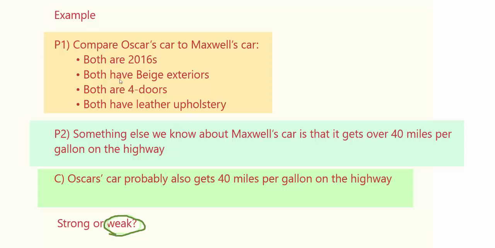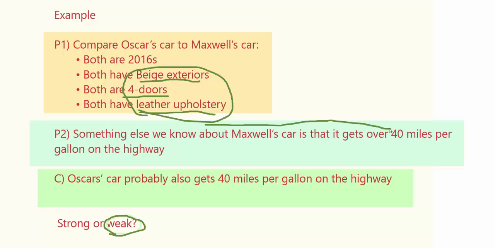And it's weak because in looking at what's being compared, the similarities between them, we have beige exteriors, which has nothing to do with 40 miles per gallon on the highway. So it doesn't inform us what kind of gas mileage we're going to get. Four doors isn't really going to tell you much, and leather upholstery isn't really going to tell you much with respect to that. So even though Oscar's and Maxwell's cars are alike in these ways, these particular properties aren't relevant to what sort of gas mileage a car gets.